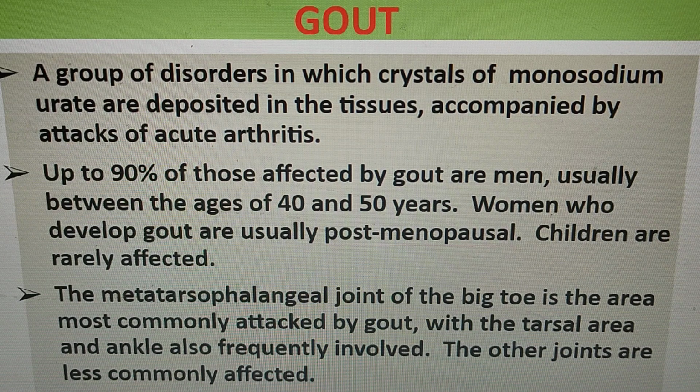Now, the metatarsophalangeal joint, okay, it's in the feet, of the big toe, is the area most commonly attacked by gout. So it's the big toe of the foot, with the tarsal area and ankle also frequently involved. So the ankle and the tarsal area as well. The other joints are less commonly affected.